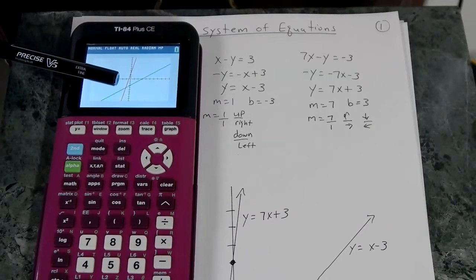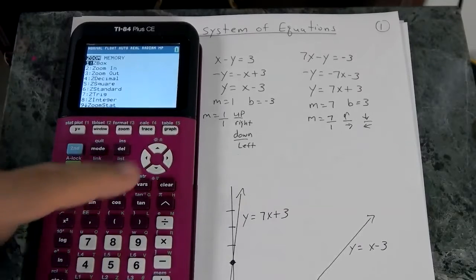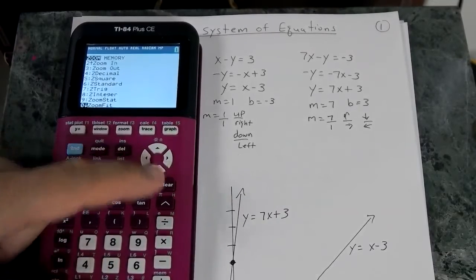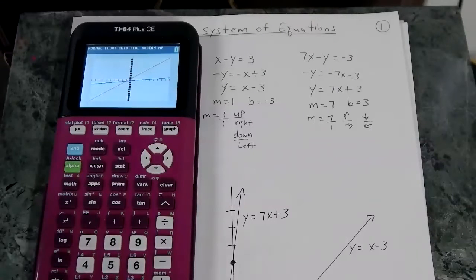Sometimes if you can't see the intersection, then you would have to use the zoom button, and you need to go down to 0, which is zoom fit, hit enter, and it will automatically give you a window where you can see the actual graphs. But since I already know the intersection is at -1, -4, I'm just going to go back to my standard window just to make it a little bit bigger. That's all. All right, so here are my two equations.